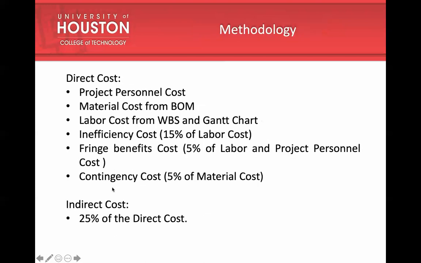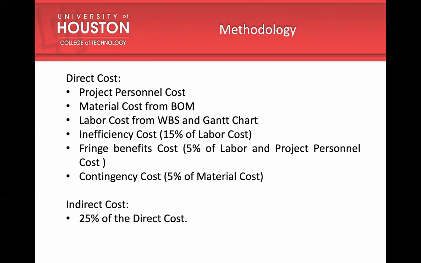As we are talking about direct and indirect cost, direct cost includes project personnel cost. We are a team of 8 members working on this project for a duration of 18 weeks. So the amount paid to us during these 18 weeks is project personnel cost, material cost from the bill of materials, labor cost from the tasks in the work breakdown structure, and the time required to complete these tasks from the Gantt chart. These work estimates and time estimates are used to calculate labor cost.